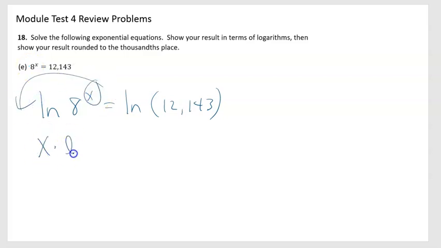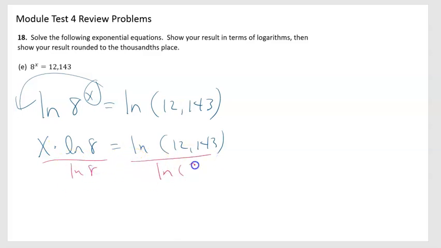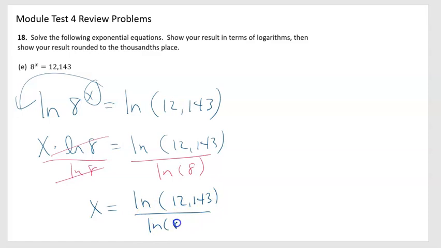So you have x times the natural log of 8 is equal to the natural log of 12,143. Let's divide both sides by the natural log of 8 to get the x by itself. Okay, so divide this side by the natural log of 8 and divide this side by the natural log of 8. Notice the parentheses. Why the parentheses? Just so I can type it in my calculator without any trouble. So natural log of 12,143 divided by the natural log of 8 is my exact answer.